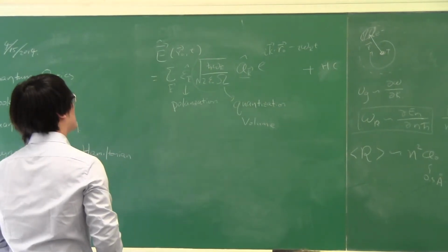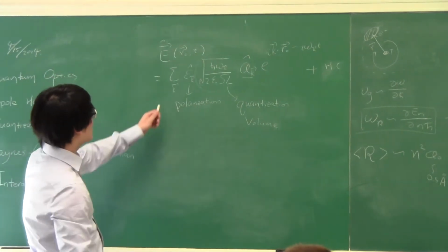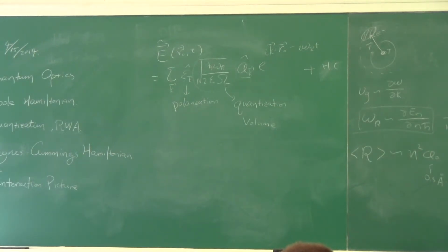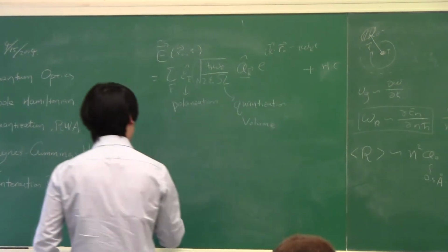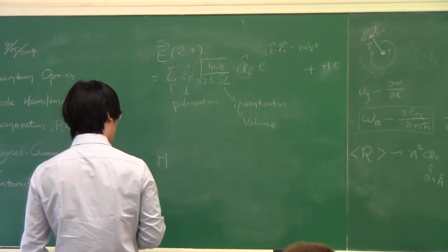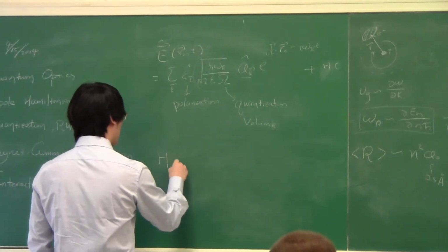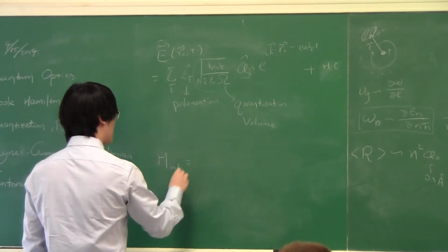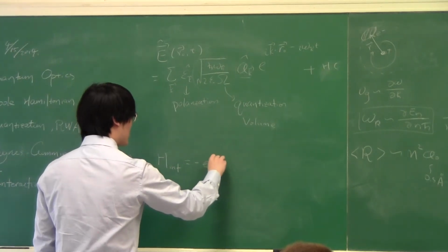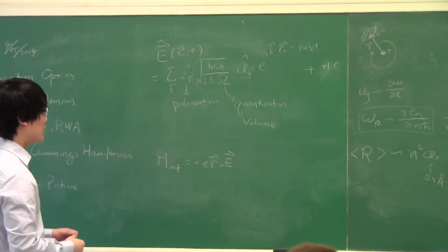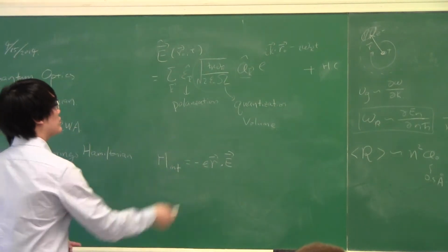Now we basically plug this electric field operator into the dipole coupling Hamiltonian we've written here. And really the only thing that gets coupled is the r dot E part. So let me write that down. I'm going to call the interaction part, which describes the dipole, H interaction. This is equal to minus e r dot E. So now we go ahead and quantize this by plugging this in here.